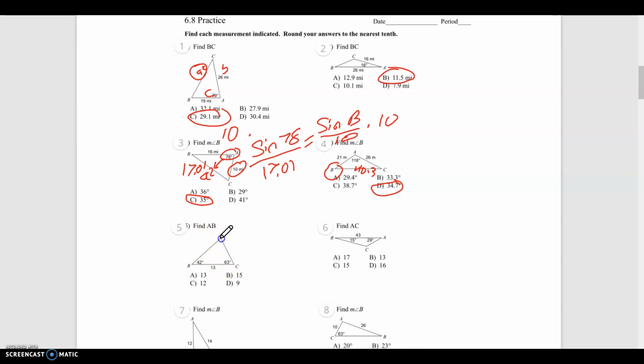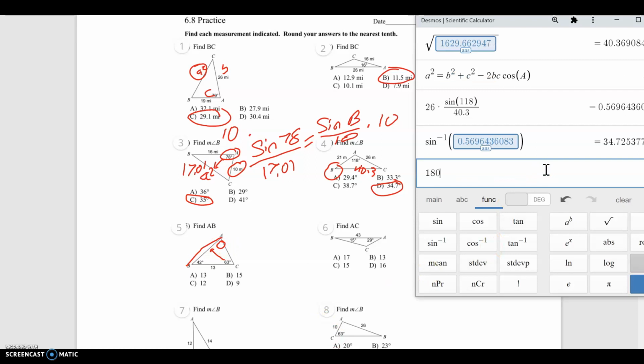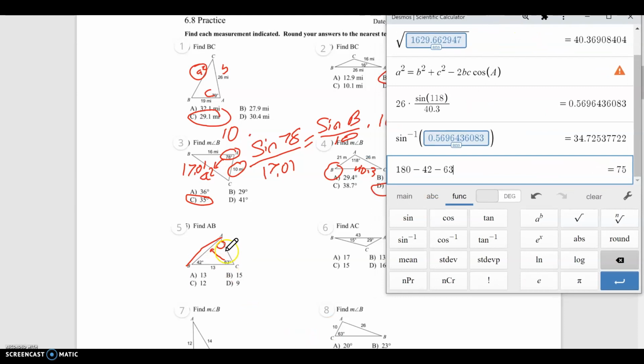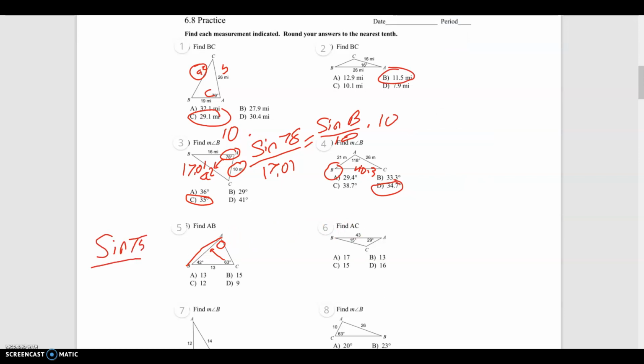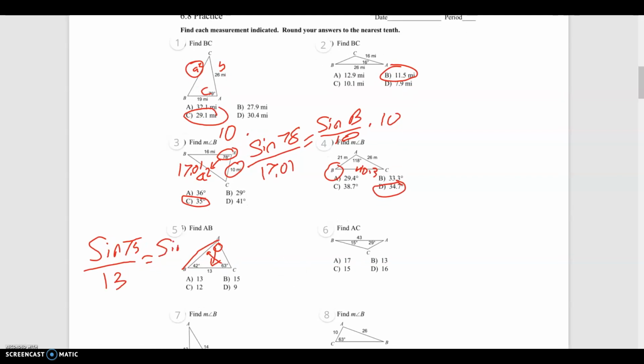Here they want you to find AB. If I'm looking there, I have the angle that goes opposite to it. Looking carefully, I see that I am going to need to know what this other angle is, which is pretty easy: 180 minus 42 minus 63, so my angle is 75 degrees. So I can just set up a simple ratio. Sine of 75 over 13, because that's opposite of it, has to equal sine of 63 over, we'll just call it C.